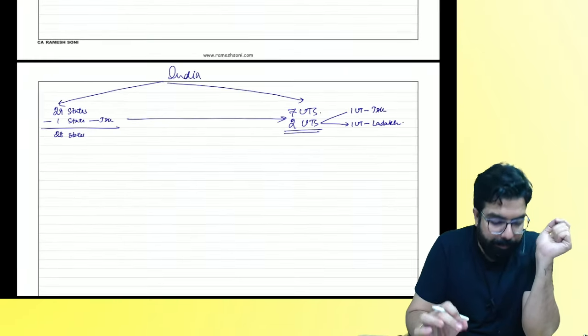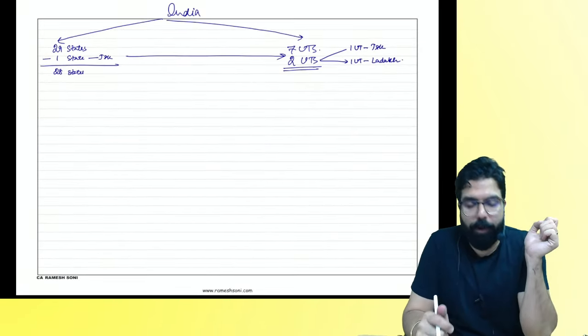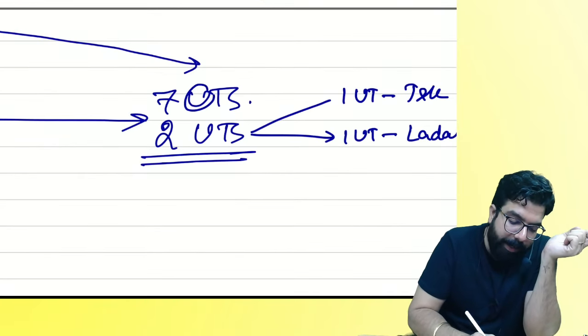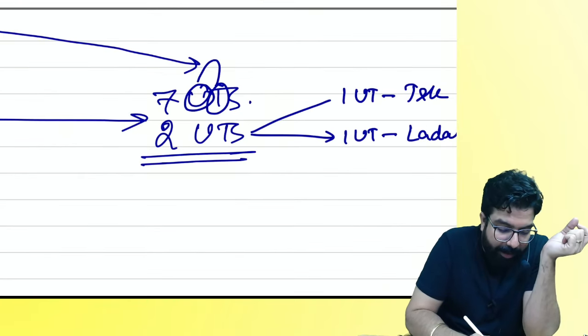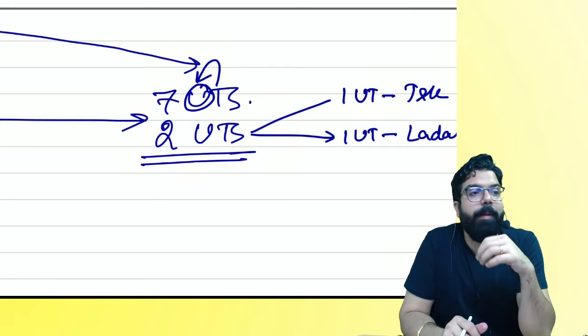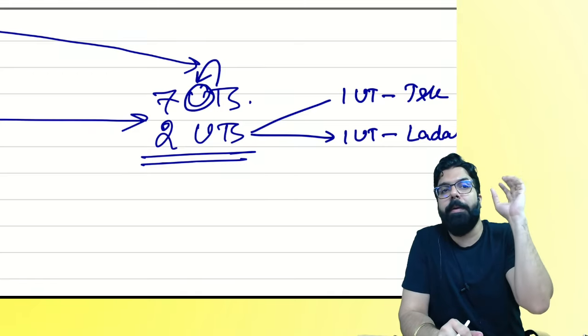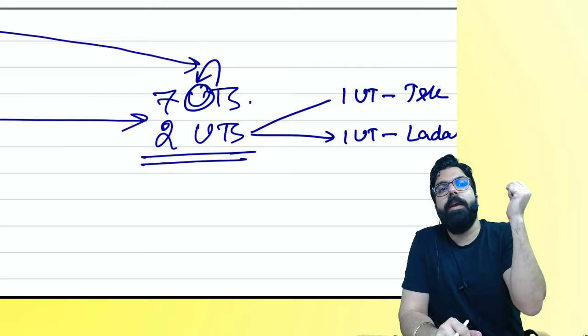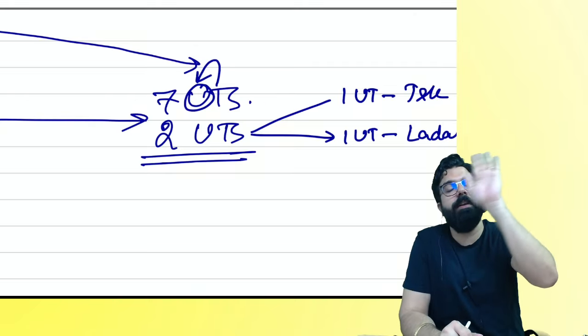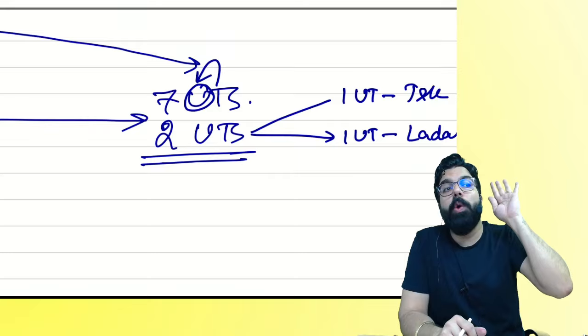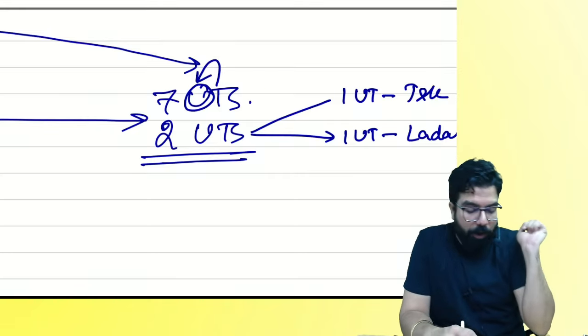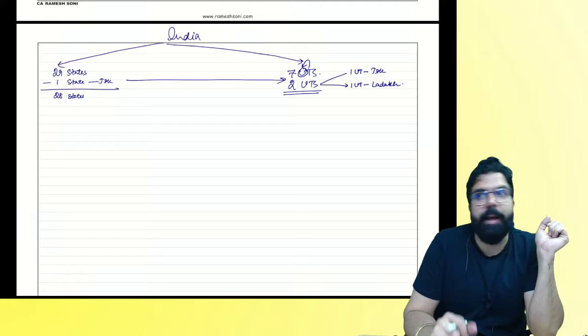People, listen carefully. Why do we call a Union Territory a Union Territory? Because it's a territory of the Union government. Union government means the central government starts controlling that Union Territory. Union territory means the central government's territory. Who will control that territory? Central government.